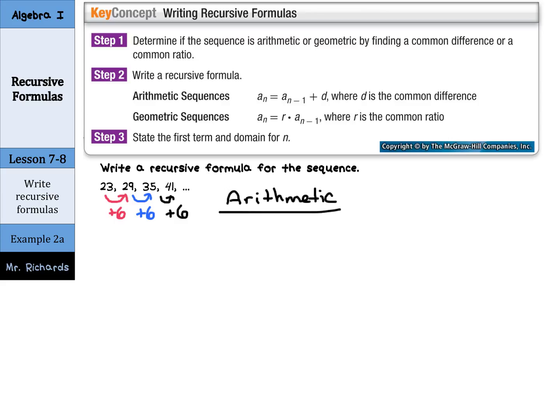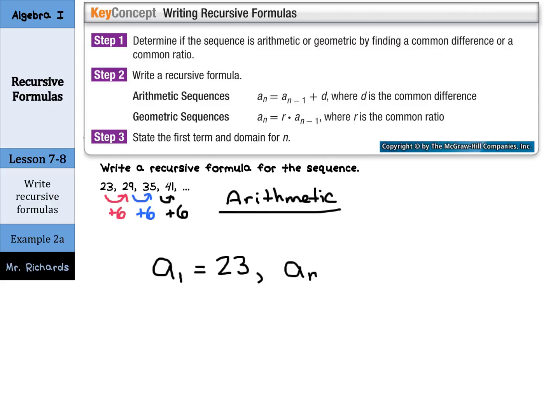So we can then look at step 2, write a recursive formula. For arithmetic sequences, we can write this as an, which is any term. We're going to look at the previous term and add this common difference. But we always need to start with that first term. And so we're going to say our first term, A1, is equal to 23. And again, we're going to use this right here.